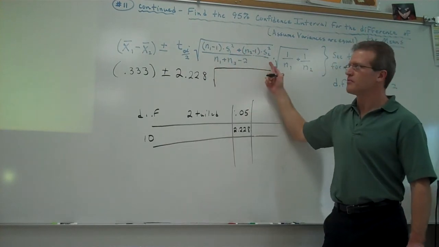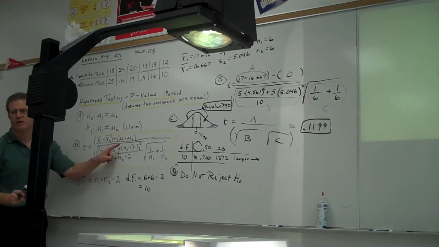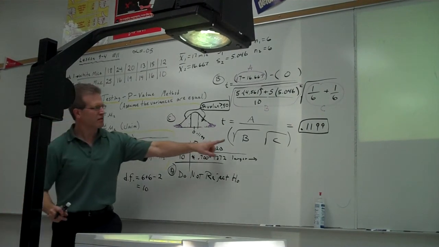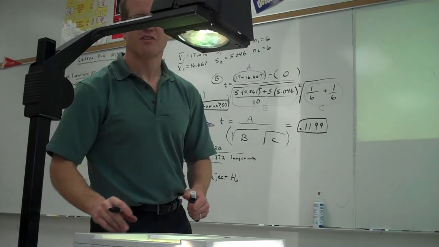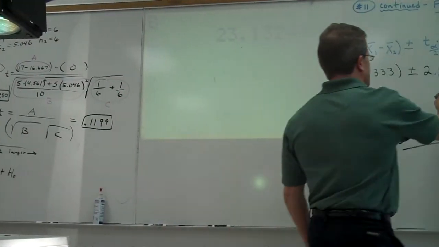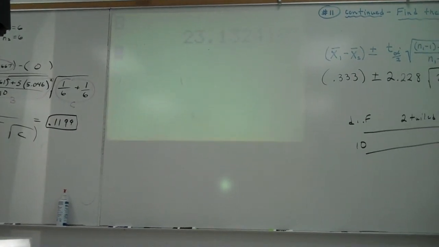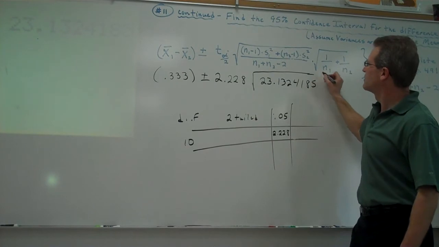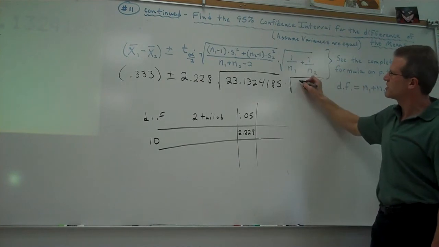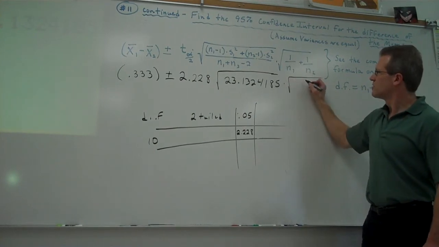Now, under this square root, that's the exact same thing that we did right under here. When we did this earlier, what variable did we store it in? B. Let's see what alpha B is. You could just put B here, but for the video I want to show that it's an actual number. 23.1324185. Times the square root of, remember this is 1 over 6 plus 1 over 6, so that's 2/6, which is equal to 1/3.